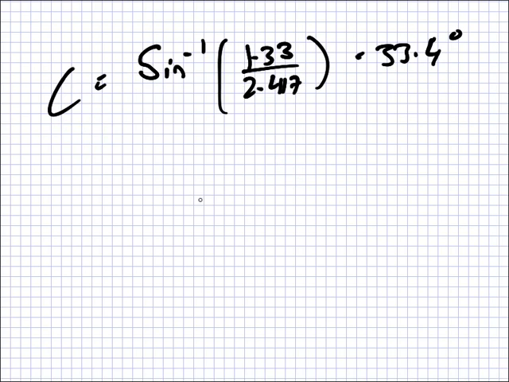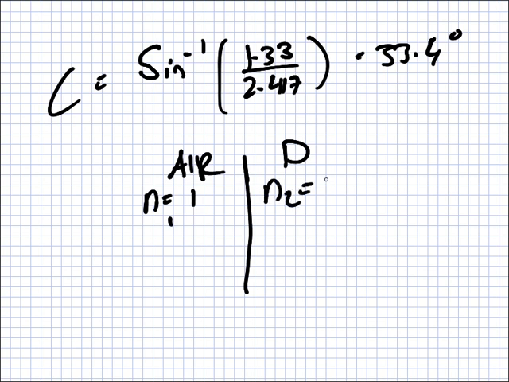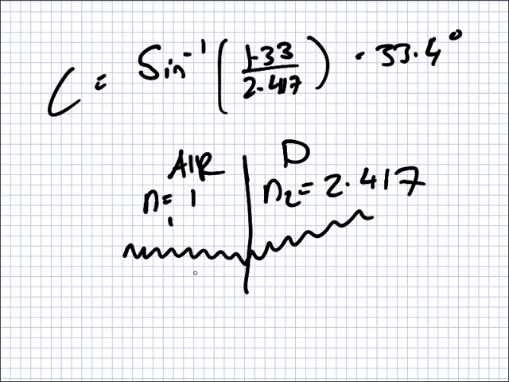Determine the wavelength of the sodium light in the diamond if its wavelength in air is 589.3. Okay, so you have air and you have diamond. The air's refractive index is 1 and the diamond's is 2.417. The wavelength comes in, and then it refracts. Did they give you the wavelength in air? Yeah, it's 589.3 nanometers.